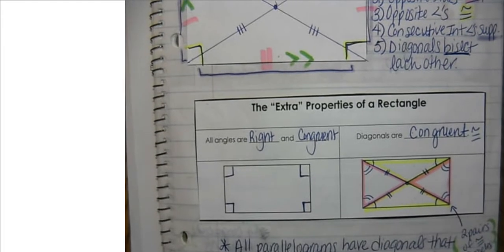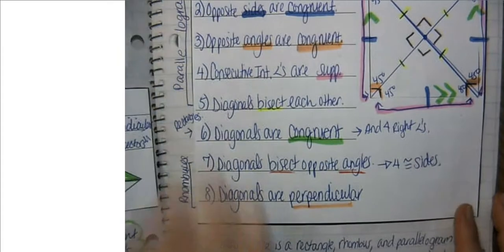But what's special about a rectangle is not only are those triangles congruent, they are isosceles, which means that your base angles are always going to be congruent. So not only do you have alternate interior angles being congruent, you have base angles of the triangles also being congruent. So that is something I want you guys to keep in mind as you are trying to find missing angle measures.